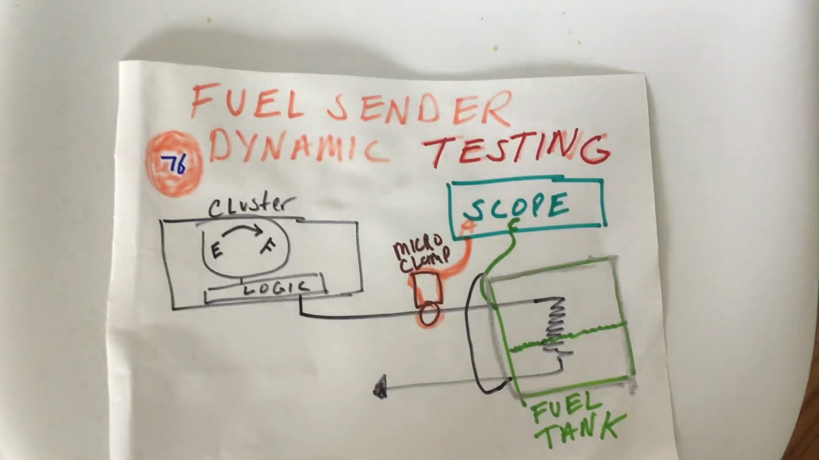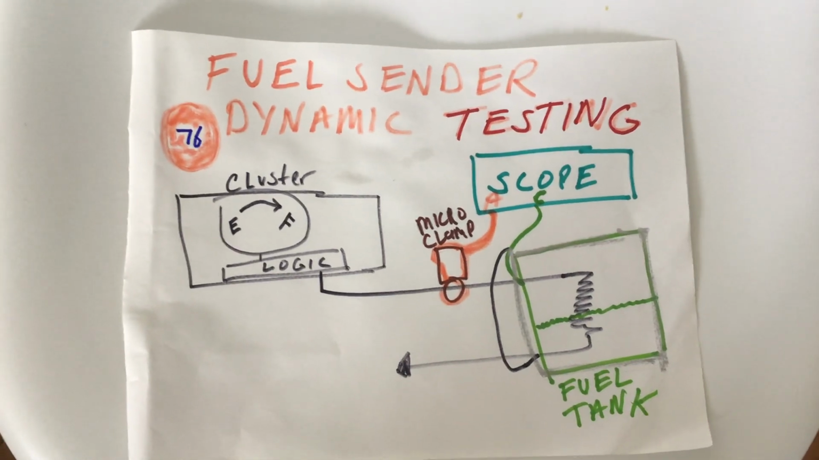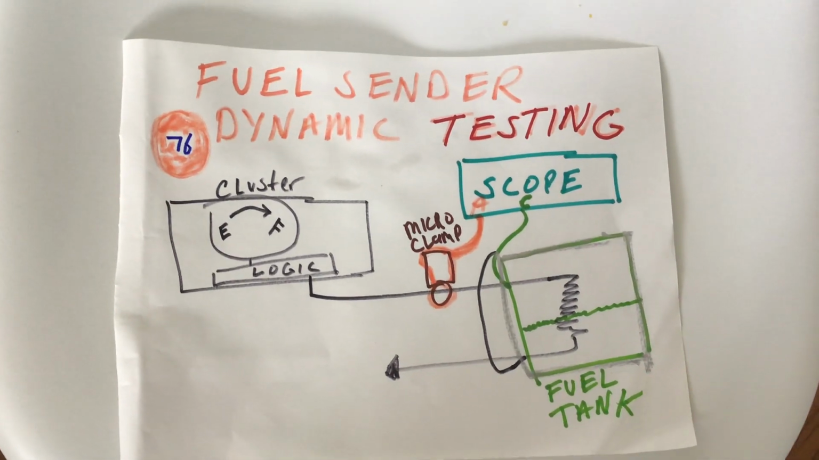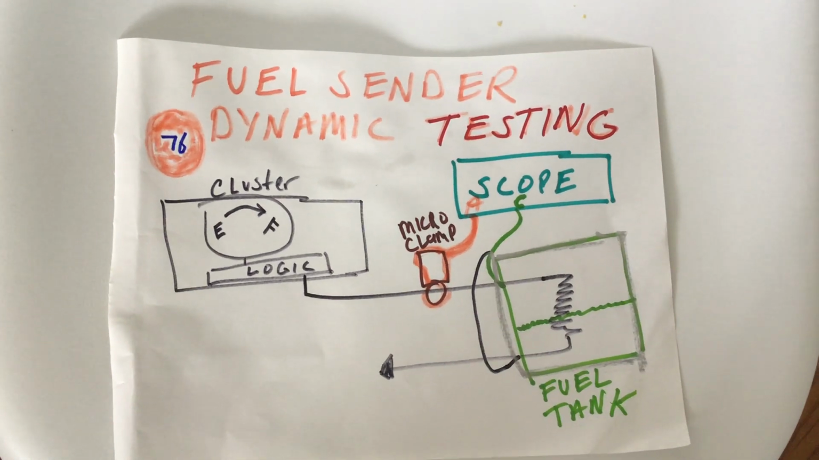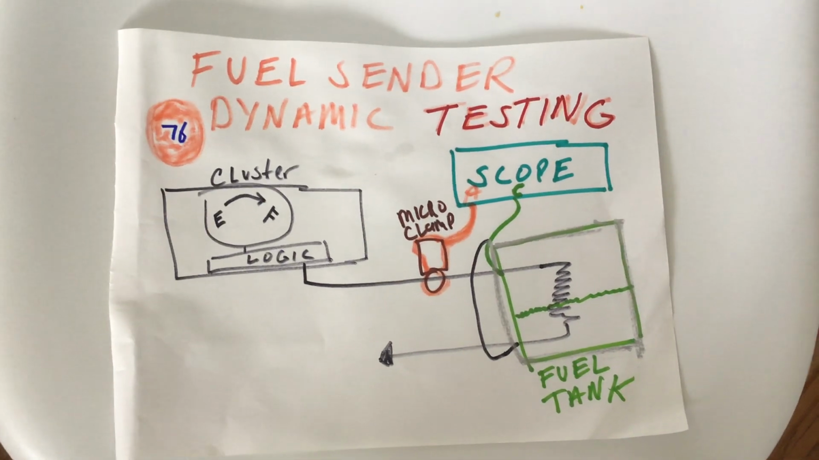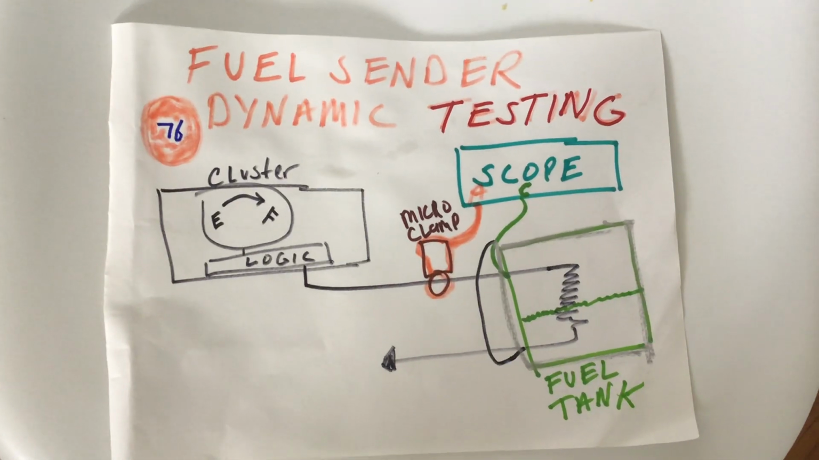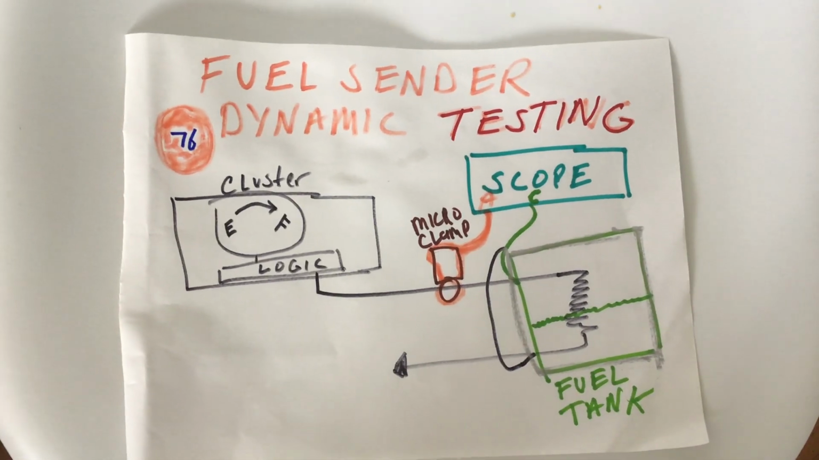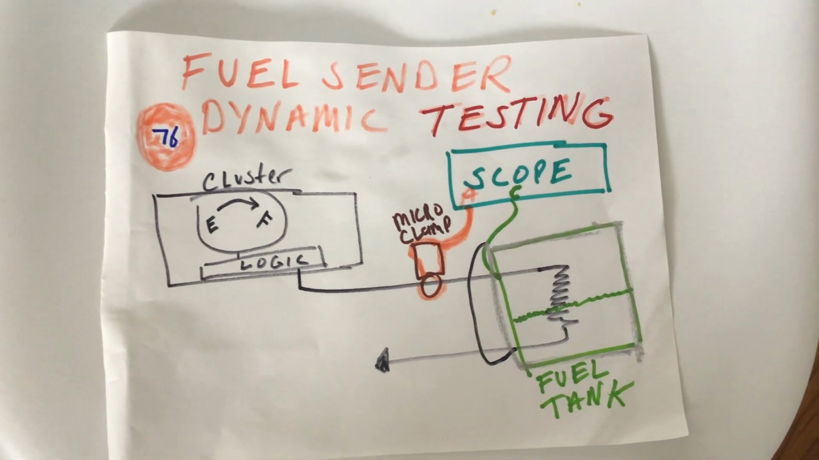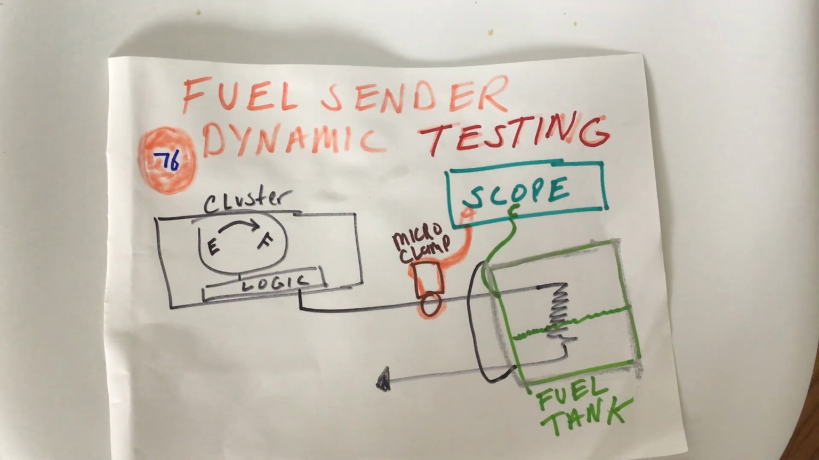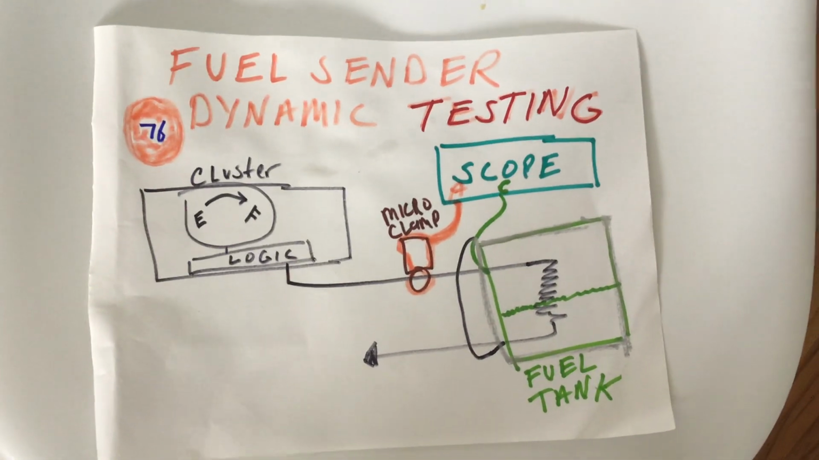How I'm going to do this is that this has been recorded. This has been captured already. I went to the gas station. I kept the car running. I had the scope set up like this, and I proceeded to fill the tank from almost empty to full, and I captured the action of the float moving from the bottom to the top. And we're going to look at current flowing, and we're going to look at voltage drop as the resistance changes.